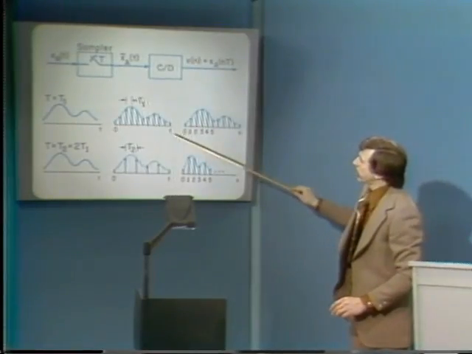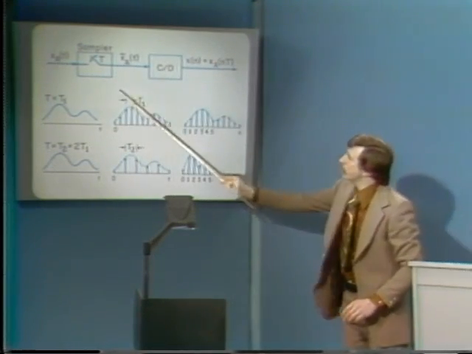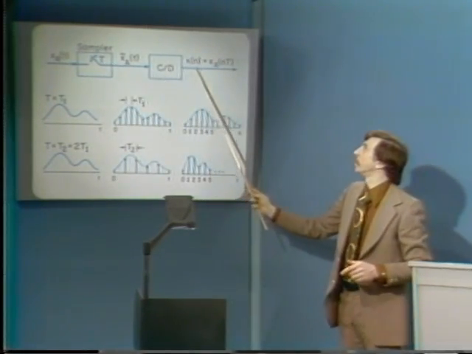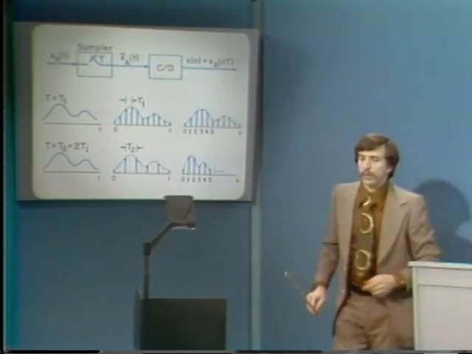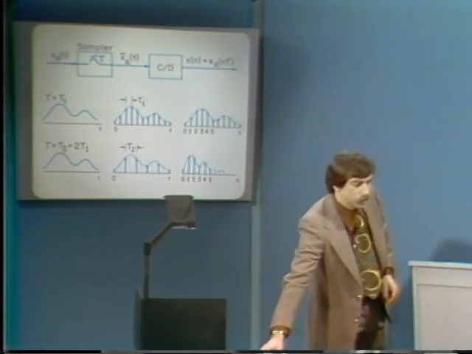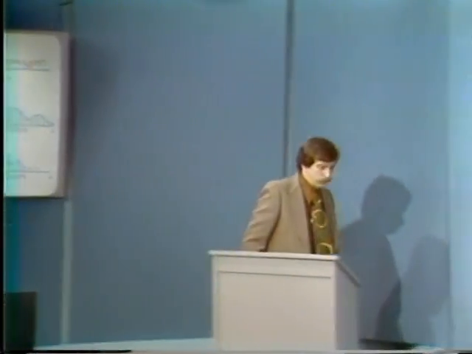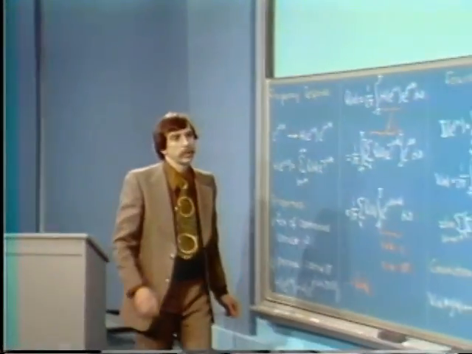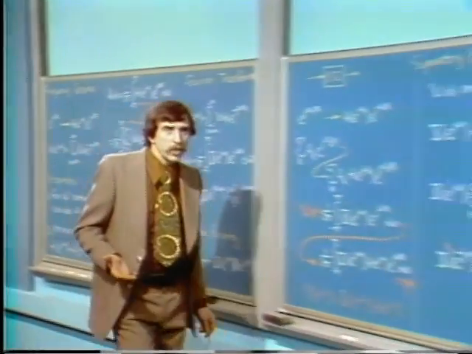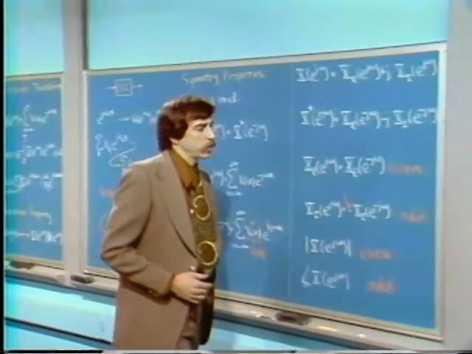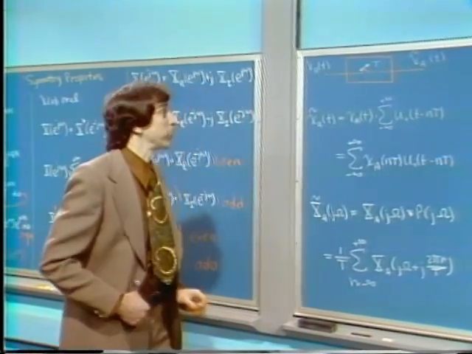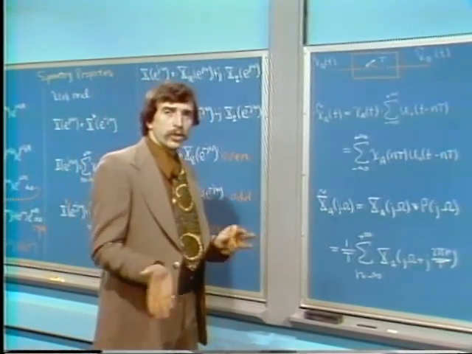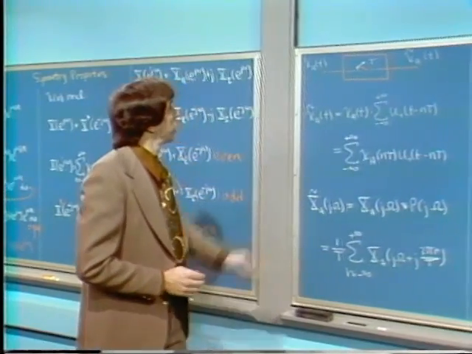All right, well, this is essentially the sampling process plus the conversion to a discrete time signal. And now let's take a look at what this means in terms of the Fourier transform of the discrete time signal as compared with the Fourier transform of the continuous time signal. Let's do this in two steps.